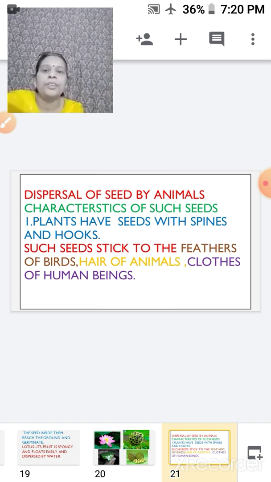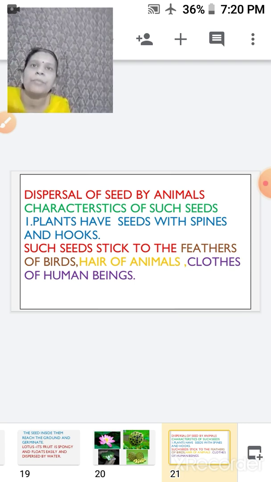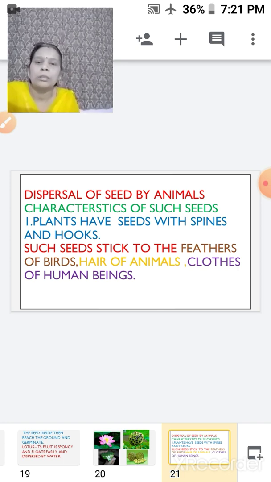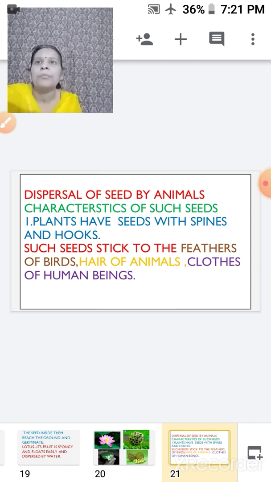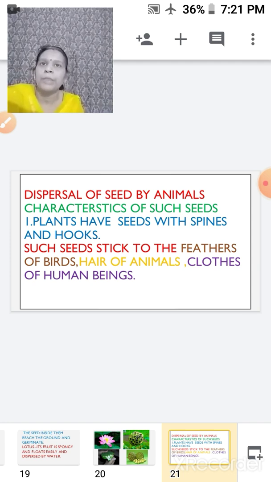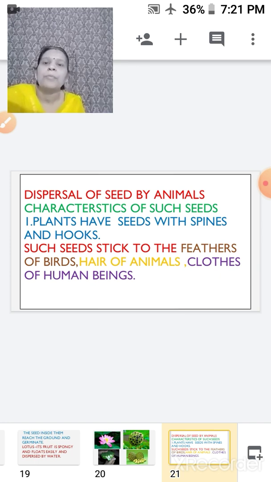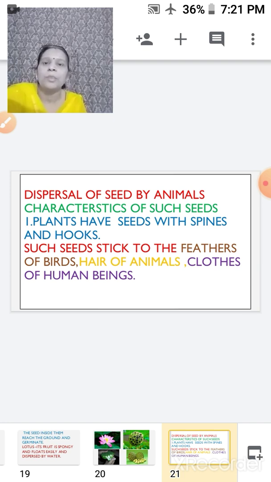Third is the dispersal of the seed by animals. The characteristics of such seeds are, besides animals, human beings also help in seed dispersal. They take the fruit to a far off place, eat them and drop the seeds. Sometimes these fruits are swallowed and the undigested seed is ejected out. These seeds germinate when they receive water and soil and they further grow.